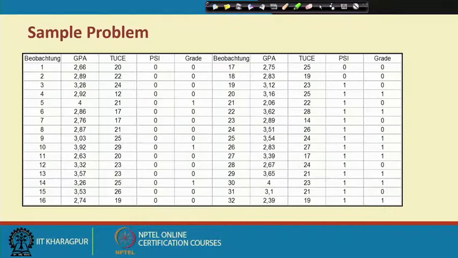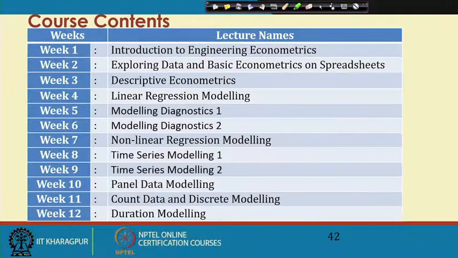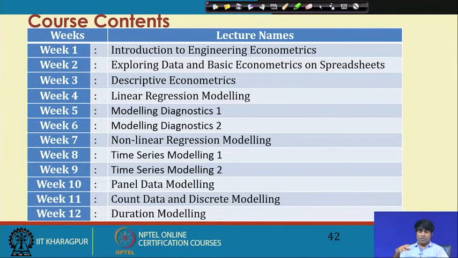After knowing the time series structure, we can move to the panel data structure and various other types of special problems which we have already highlighted, like count data models, discrete modeling and duration modeling. This is the flow which we would like to maintain before we go to this specialized kind of modeling. So let us see how time series modeling works, and with this we can stop here.